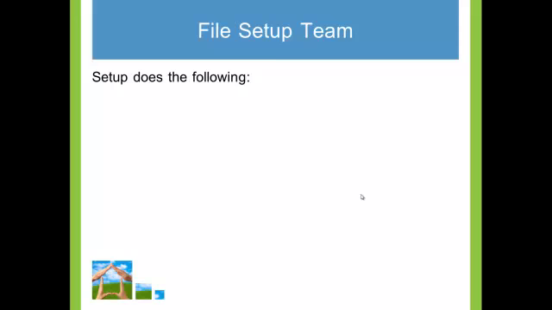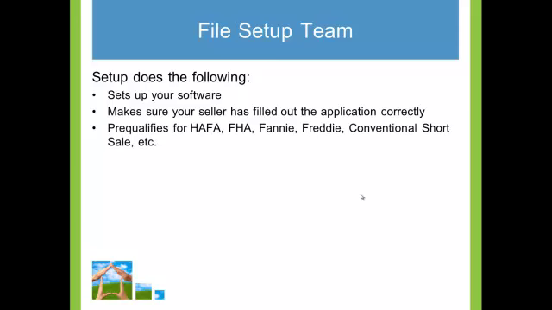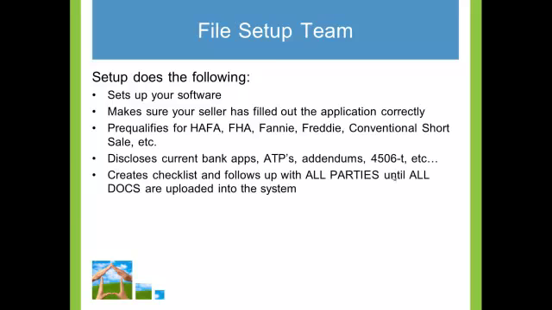Our setup team will do the following and do it efficiently. They'll set up your software so it's unique to you. They'll make sure your seller has filled out the short sale application correctly. They'll pre-qualify the seller based on that data for HAFA, if it's FHA or VA, whether they're Fannie or Freddie, if it's a conventional short sale, etc. We'll create a checklist and follow up with all parties until all docs are uploaded into the system. Setup will then quality control the file and hand off the file to our negotiation staff. Again, this will save you tens of hours. Let's take a look at exactly how this is done.